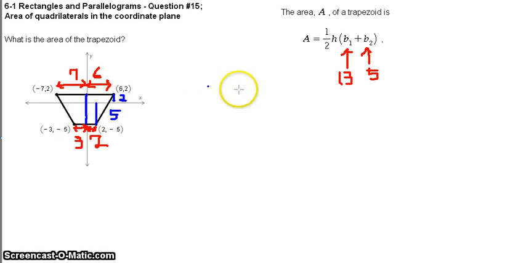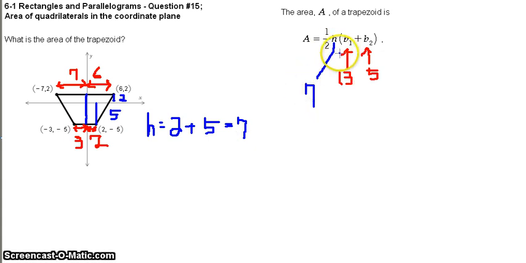So how much is my total height? My total height would be equal to the distance here, which is 2, plus the distance here, which is 5. So I would have 7 as my height. Okay, so my height is 7. Now all you have to do is apply the numbers in the formula, and we should get the answer.